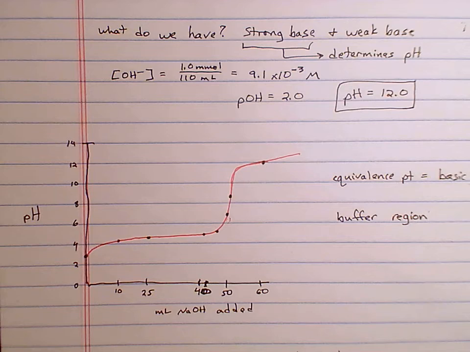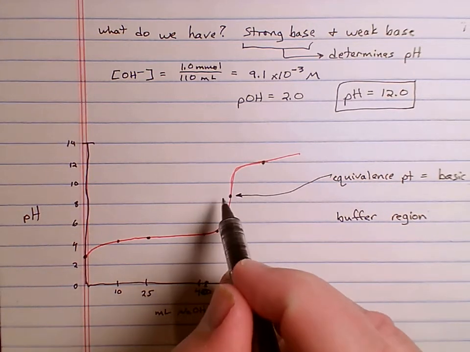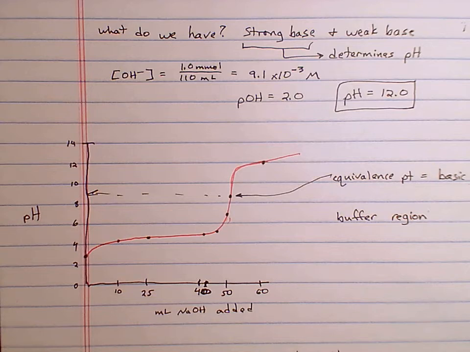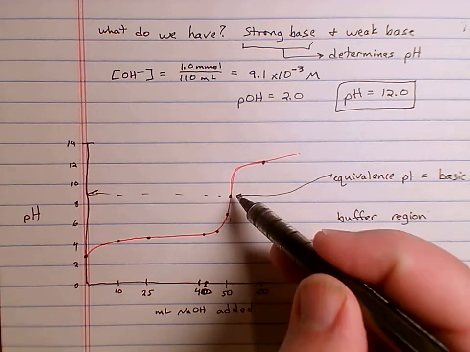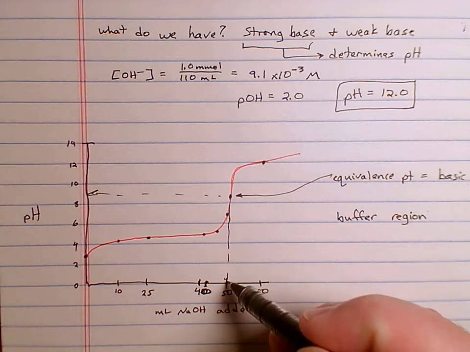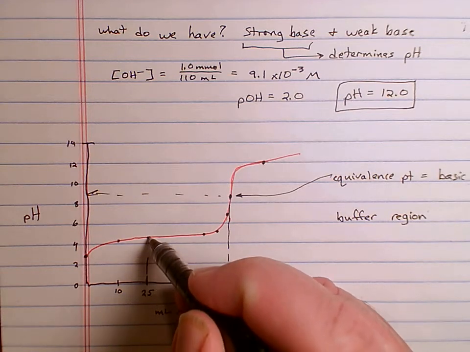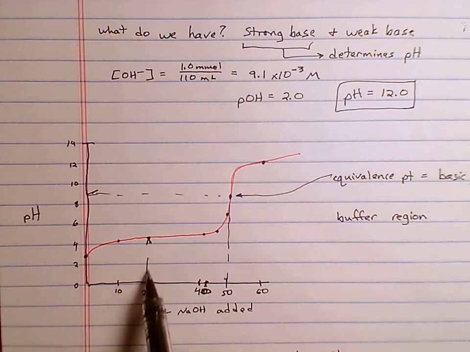A few things to note, as we mentioned before, at the equivalence point, we are basic. We are not at a neutral solution because we have base left in there, or rather because we have conjugate base, which is a weak base. And as we mentioned before, at the half equivalence point, if the equivalence point is 50 milliliters, then half of 50 is 25. Recall at the half equivalence point, pH equals pKa.